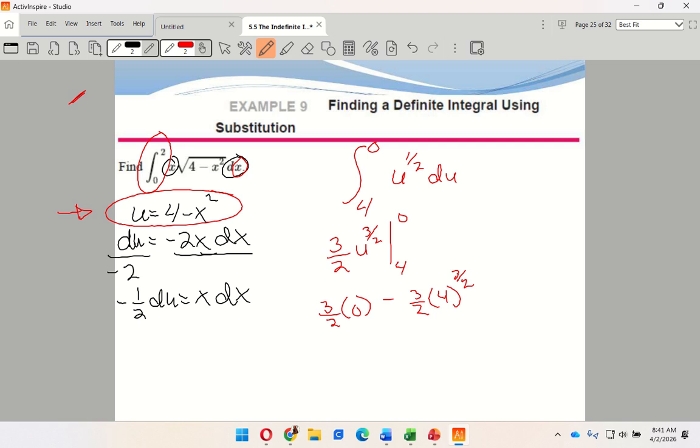Oh, wait, what's wrong here? You meant 2/3, no? Yeah, you meant 2/3. With 3 over 2 as the exponent, it's going to be 2/3. Oh yeah, it should be 2 over 3. I'm sorry, there we go. I flipped it over. Thank you for that. So yeah, 2 over 3 here.